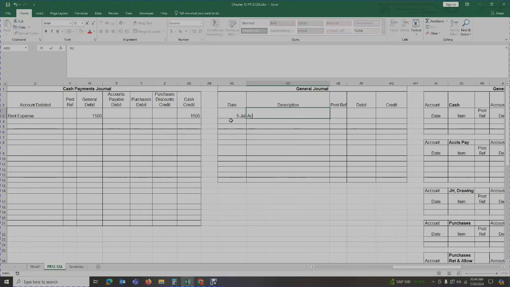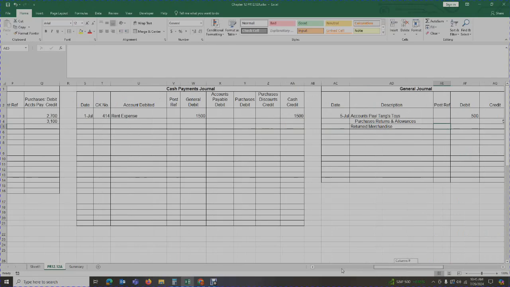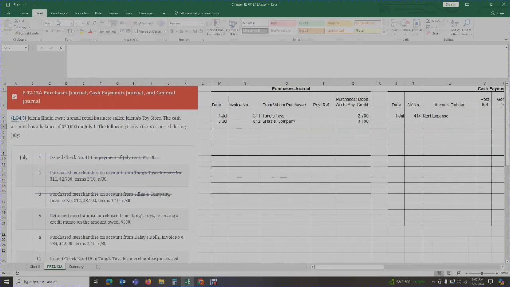So what's going to happen? We're going to offset it against our accounts payable for Tang's Toys, and the amount is $500. And we're going to credit purchases, returns, and allowances for $500. And here we have returned merchandise. So that July 5th entry is going to go under my general journal for Tang's Toys.